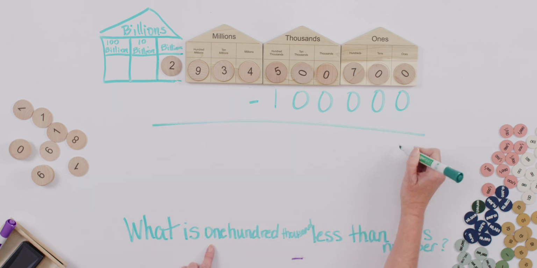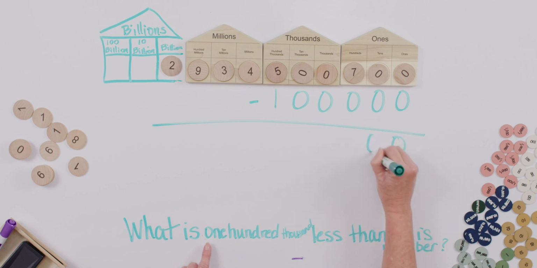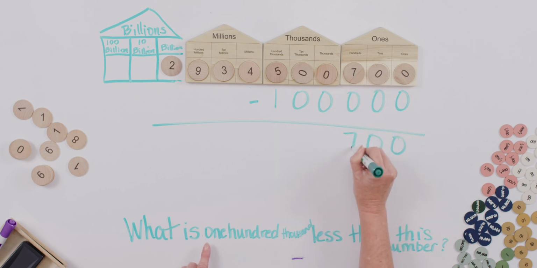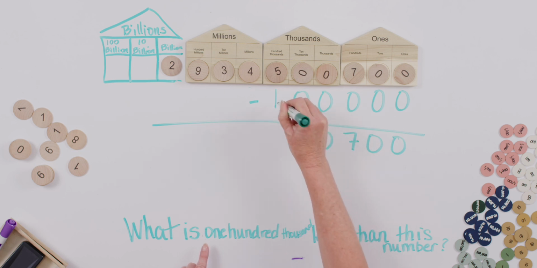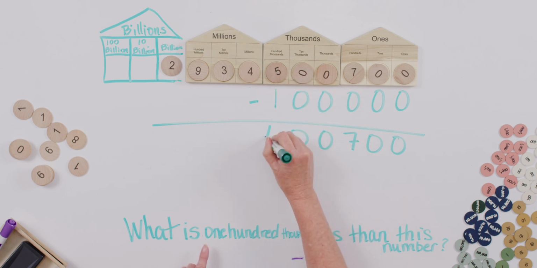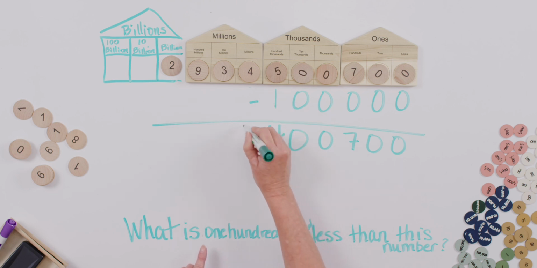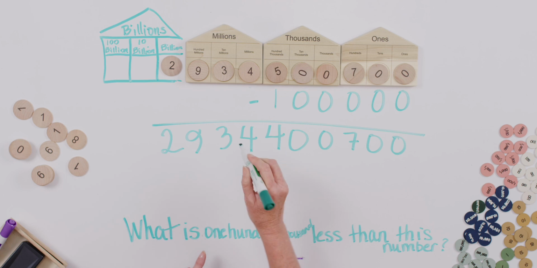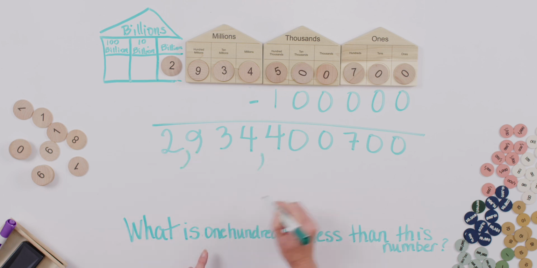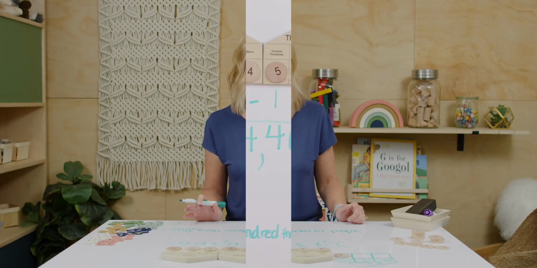So our final answer would be, again, we can start over here. There are zeros. 0 from my 7 is going to give me 7. 0 from 0. 0 from 0. My 1 from my 5 is going to give me that 4. Great. And then the millions, 10 millions, 100 millions, and billions. So this will be my final answer if I'm going to be subtracting 100,000 from this number. Great job, guys.